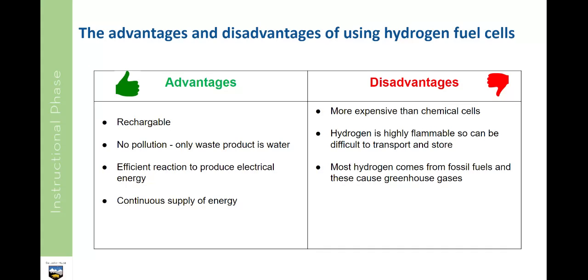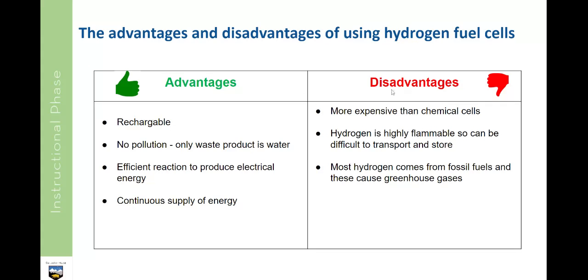So the advantages and disadvantages of using hydrogen fuel cells. Now remember, advantages are what's good about using them. The disadvantages are what's bad about using them. So the advantages is they're rechargeable. You can reuse them. There's no pollution because the waste product is just water. They're a very efficient way of producing electrical energy. A continuous supply of energy is provided.